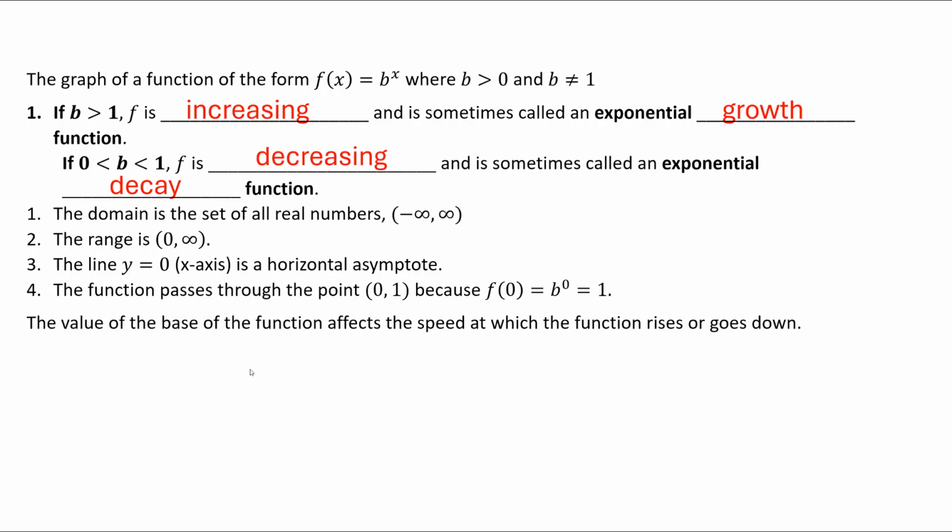So the speed, meaning as you move along the x-axis from left to right, is it shooting up very quickly or is it shooting up less quickly? That all depends on how big the base is. If it's 3 to the x power, that's going to shoot up a lot quicker than 2 to the x power. Because by the time you get to 4, if you're doing 3 to the x, that's already up to 81, whereas 2 to the x would only be up to 16.